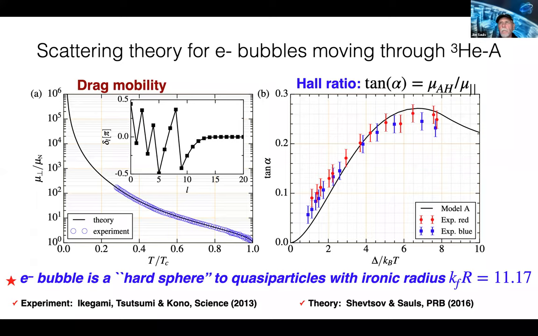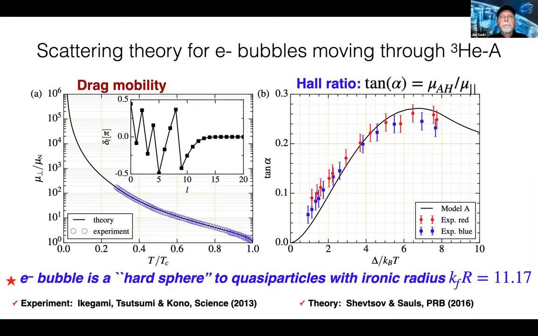And this is the direct detection of the broken chiral and the broken time reversal and mirror symmetry. And in my view, it's also an indirect measure of the existence of chiral edge states bound to the electron bubble.